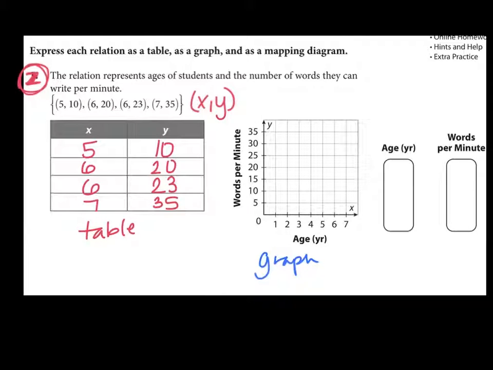Oh, goodness. All right, I erased my graph. Let me get it back up there for us. 5, 10, 6, 20, 6, 23, 7, 35. You may hear a baby in the background.